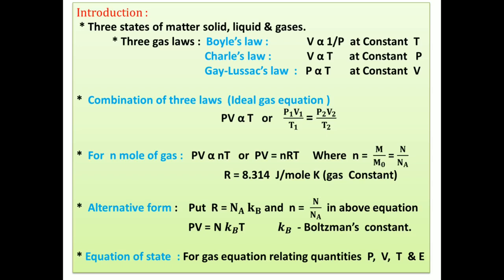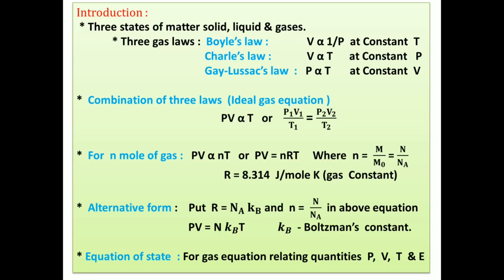Suppose we consider oxygen gas. You know it is O2. For O2, 16 into 2, that is 32, is the molar mass. But suppose we consider a single oxygen atom, then its molar mass is 16. Na is the Avogadro's number. Its value is 6.023 into 10 raised to 23. R is the gas constant, and it is calculated by experiment, and it is found as 8.314 joule per mole Kelvin.